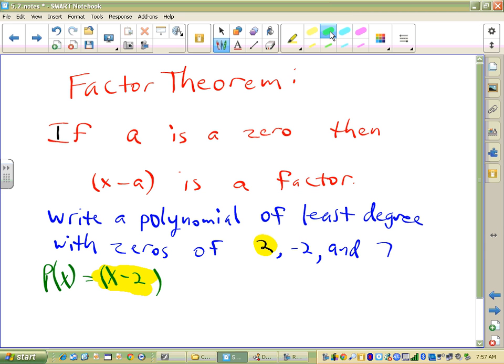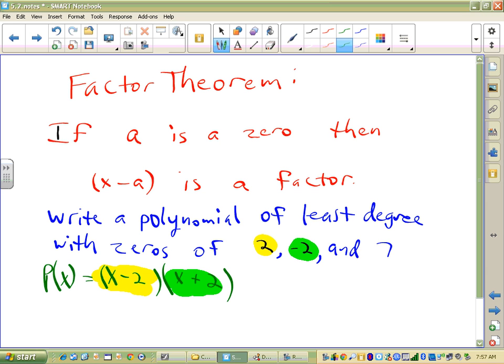Okay? Because negative 2 is also a 0, that tells us that something else is a factor. What's a factor? Nice, x plus 2. Now we could have written that as x minus minus 2, but it simplifies to x plus 2. Okay? We're doing all right so far.